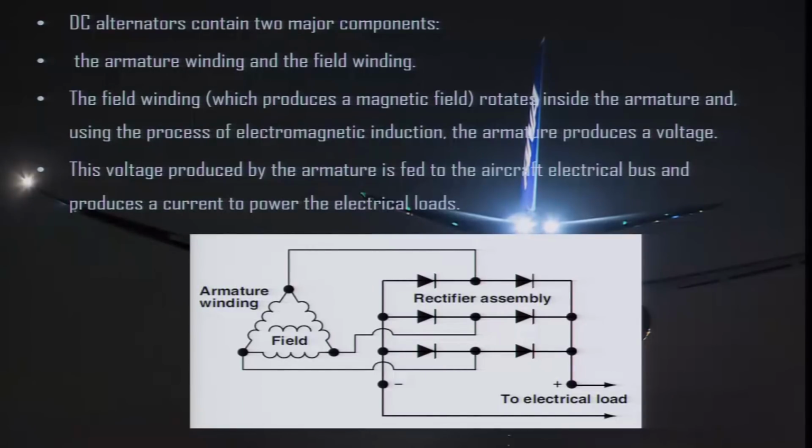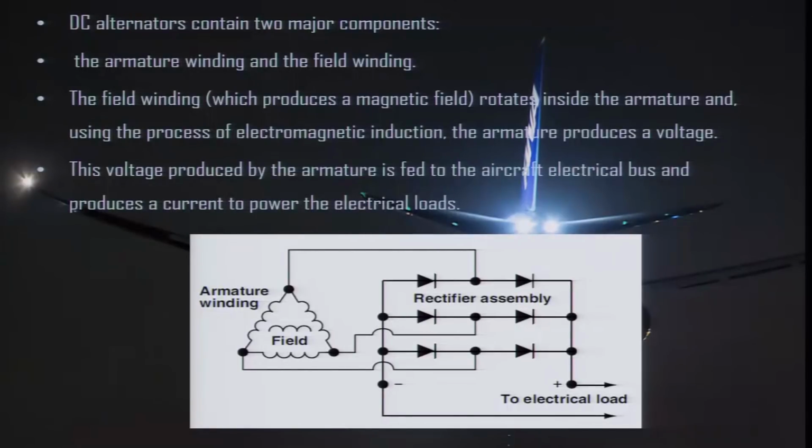DC alternators contain two major components, the armature winding and the field winding. In the figure you can see the two types of windings. The field winding, which produces a magnetic field, rotates inside the armature, and by the process of electromagnetic induction, the armature produces a voltage.